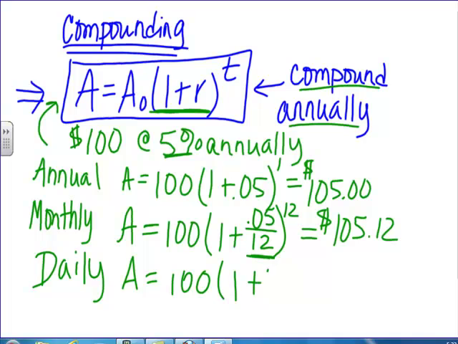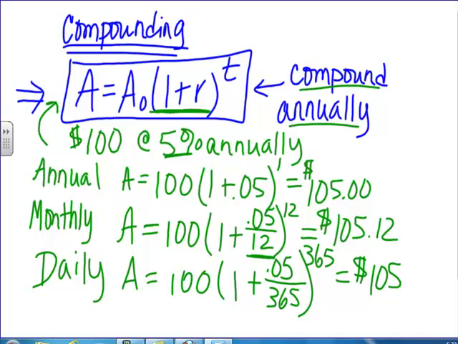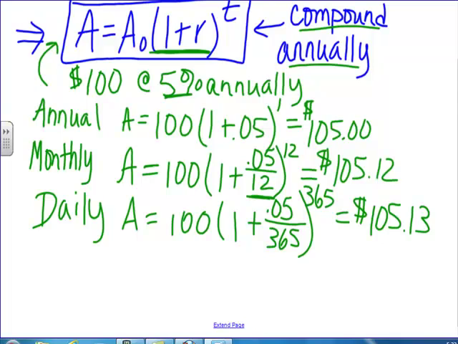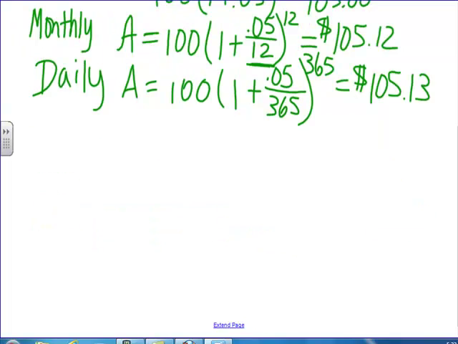But now, instead of compounding monthly or annually, I'm going to divide this by 365 and raise it to the 365th power. It's very minimal, but at the end of the year you would have $105.13. Now if we started with more than 100, then that difference would be bigger. These equations are not given on the cheat sheet, and usually if you needed them you would be given them. I would say that if you can understand this, you might be able to work your way into it.